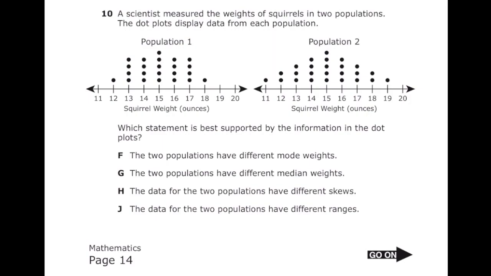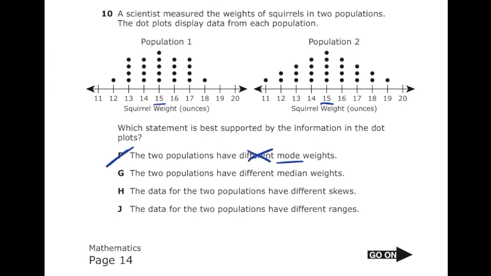Letter F says the 2 populations have different mode weights. So mode is just the number that appears most often, and in both population 1 and population 2, the number that's most often is 15 because it has 5 dots. So that means they actually have the same mode, so letter F is not correct.